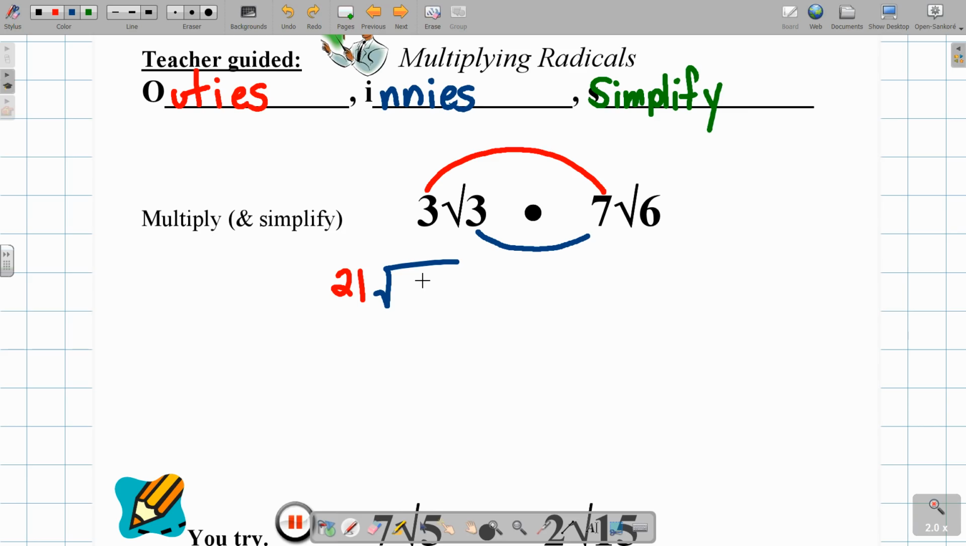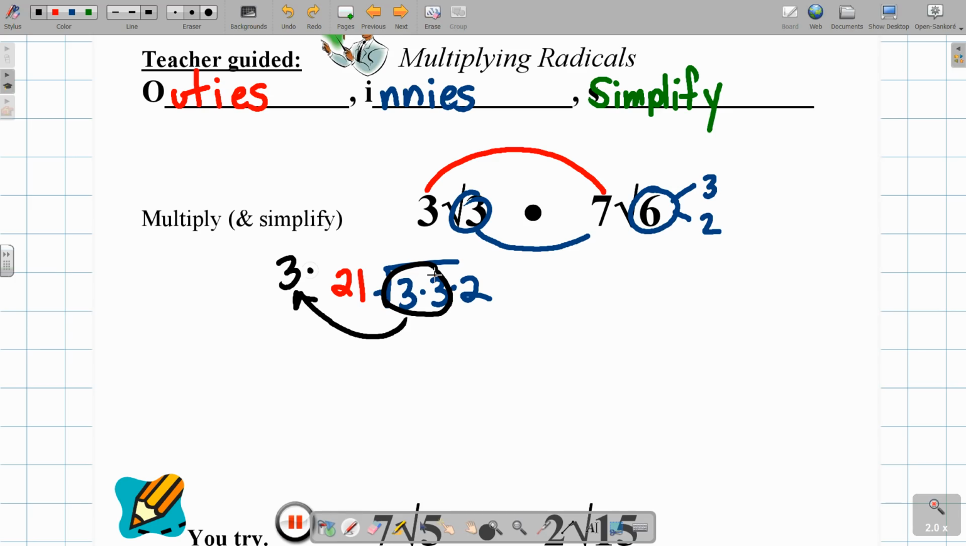I have 3 times 6. I'm going to prime factor this 6. That's 3 times 3 times 2. What did I just do there? I factored out the 6 to prime factoring as a shortcut. And you take your doubles. They come out as a single. Outies, innies, simplify.